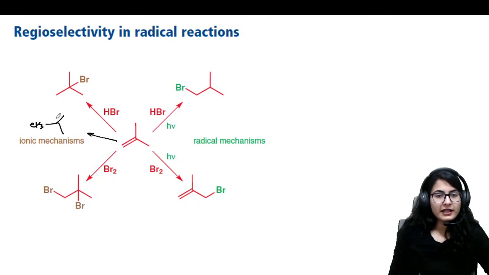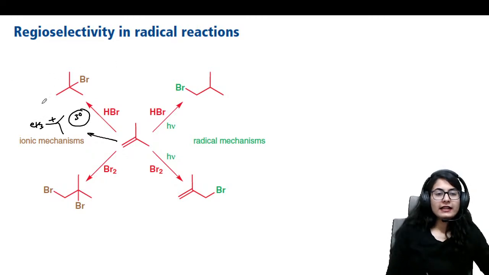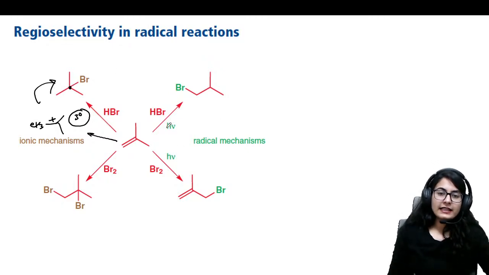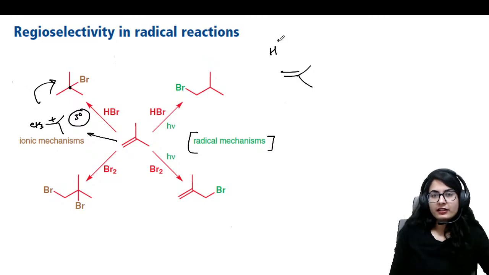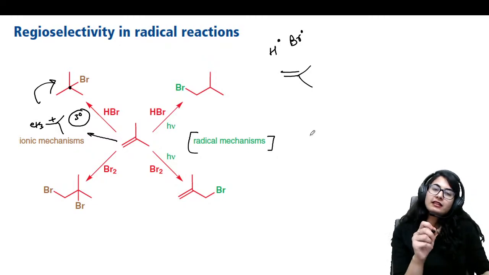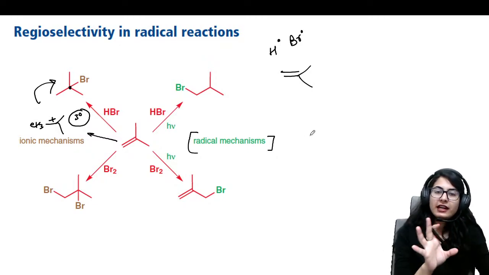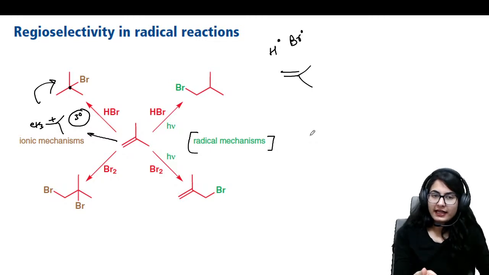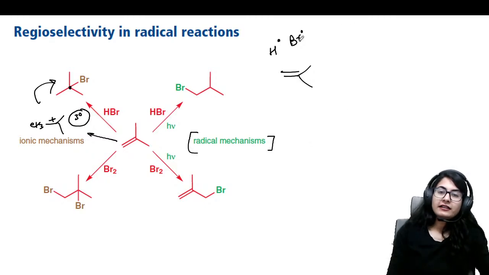ये CH3 हो जाएगा. There will be a positive cation. A tertiary cation will be more favored, and that's why it's going to proceed through this mechanism and give you this product, right? लेकिन radical mechanism में क्या होता है guys? What happens? If you are adding HBr, there will be H radical, there will be Br radical over here like this. Is it necessary that your H radical is going to kind of add to this alkene? Is it necessary? Not at all. Then what? A Br radical will be more reactive.